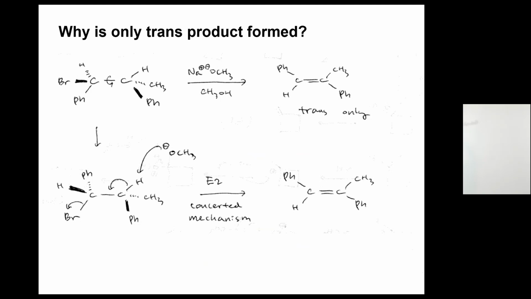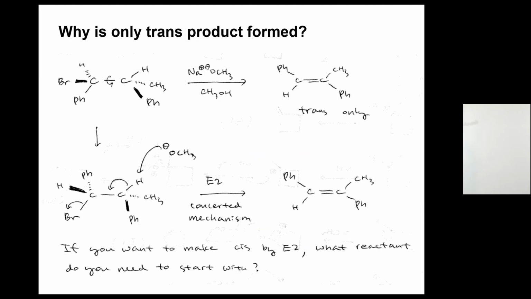This is something you need to think about. What if you want to get cis? Then what starting material do you have to have? What stereochemistry do you have to have here to make a cis product? Cis means the two phenyls are on the same side. It cannot be this one, because that is the one they gave first, which gives the trans product. If you want to get the cis out of it, then what is the starting material? That's something you've got to think about. I'm not going to show you. It's something you have to think about.